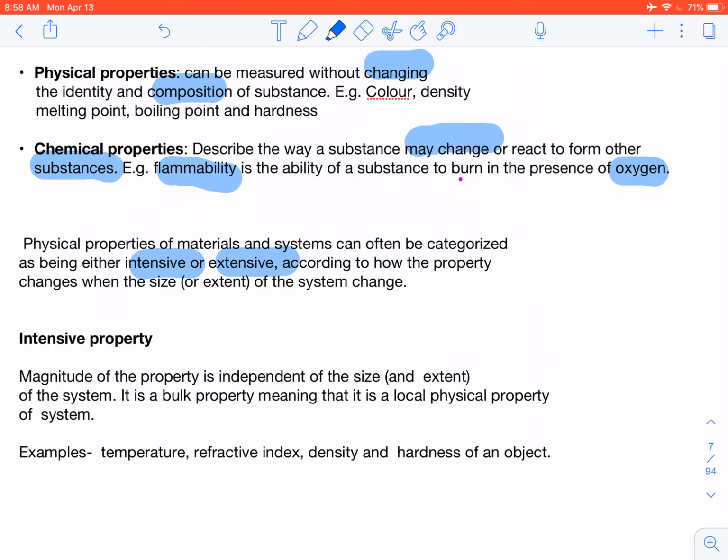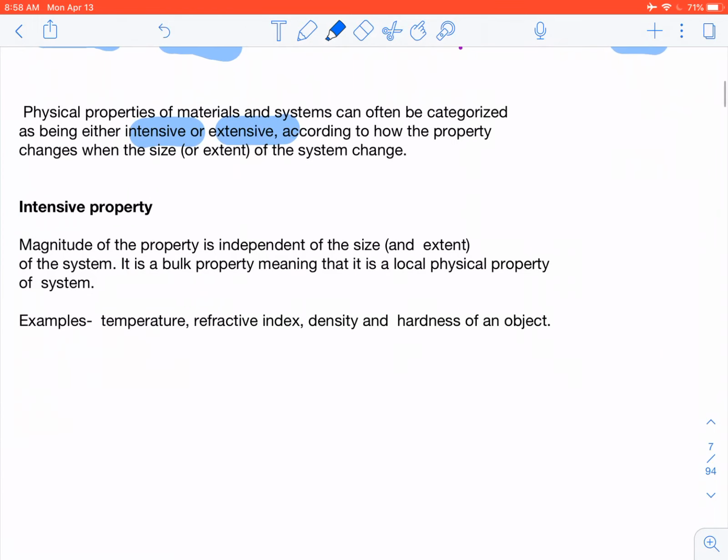Now let's look at these two properties. Intensive property: the magnitude of the property is independent of the size and the amount. I will illustrate that. Intensive property is a bulk property, meaning that it is a local physical property of a system.